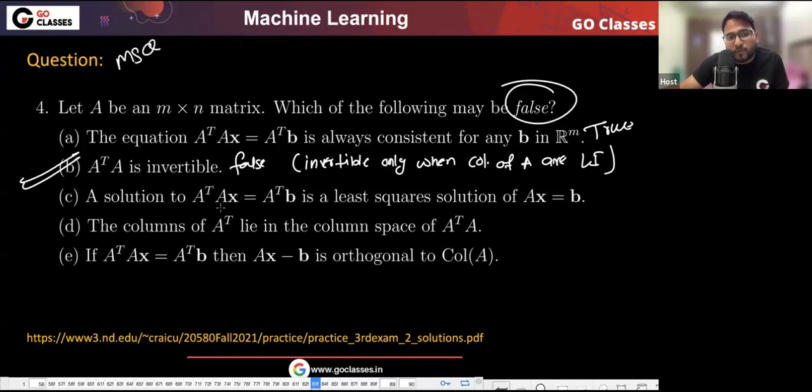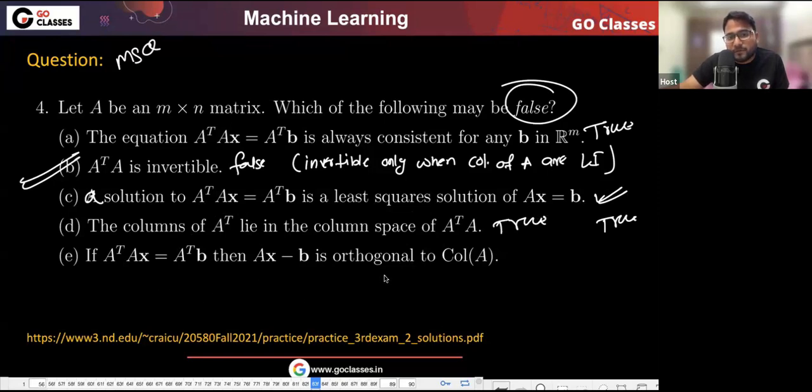X cap is a solution to this A transpose A x equal to A transpose b; a solution to this is not a matrix, basically. Is it a least square solution of Ax equal to B? Yes, this is true. The columns of A transpose lie in the column space of A transpose A. Actually, both column spaces are the same, right? So they will definitely lie there. The columns will definitely lie here, right? This is also true.